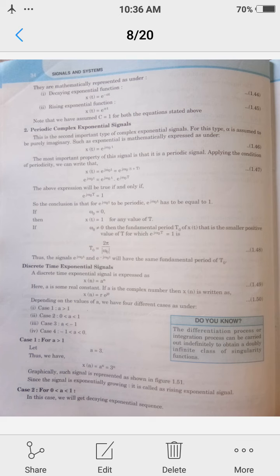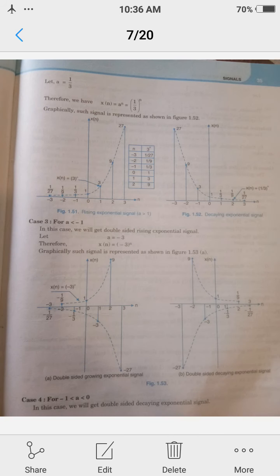So depending upon the values of a, we can have 4 different categories in this signal. So case 1 is when a is greater than 0. For example, we consider an integer number 3. So if a is equal to 3, then x[n] is equal to 3 raised to n. And the signal is represented as figure 1.15. This is the exponential signal.